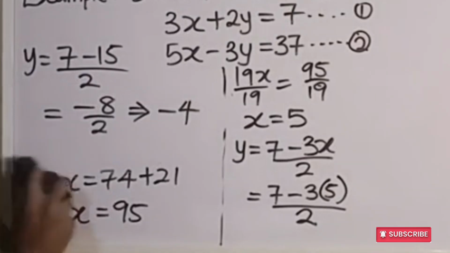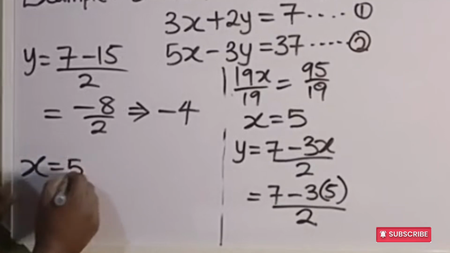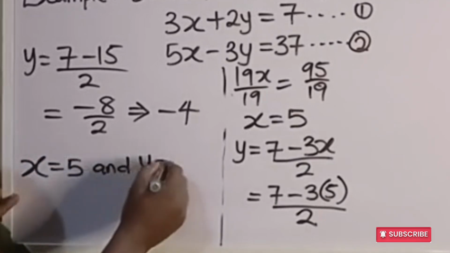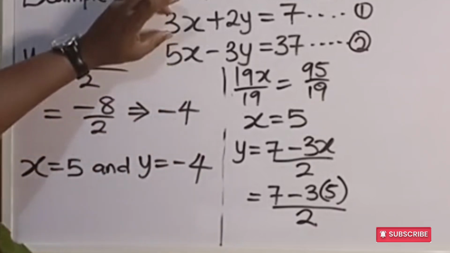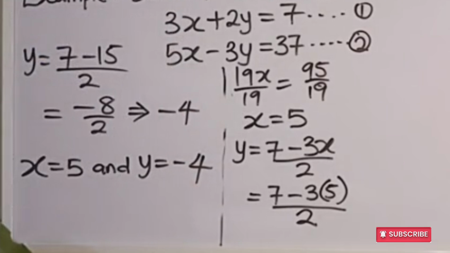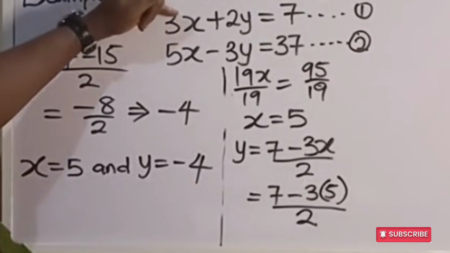So the final answer is x is equal to 5 and y is equal to minus 4. So we are not sure if that is the answer until we put our values back into the two equations. If the left and the right sides are equal for both equations, then our answer is correct. So x is equal to 5, y is equal to minus 4. So let's put it back into the first equation.